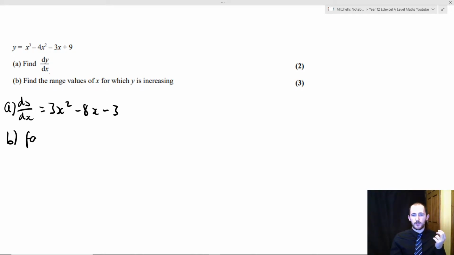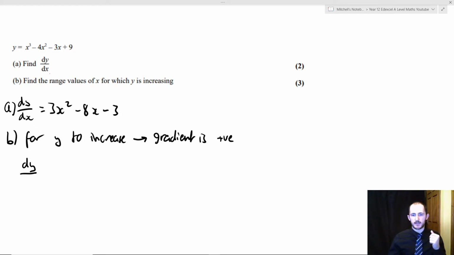So for y to increase, what does that mean? It means the gradient is positive. Right? Because otherwise the y would be decreasing or staying the same. So all we're trying to look for is dy by dx is greater than 0. So this is a quadratic inequalities question in disguise. So we have 3x squared minus 8x minus 3 is greater than 0.